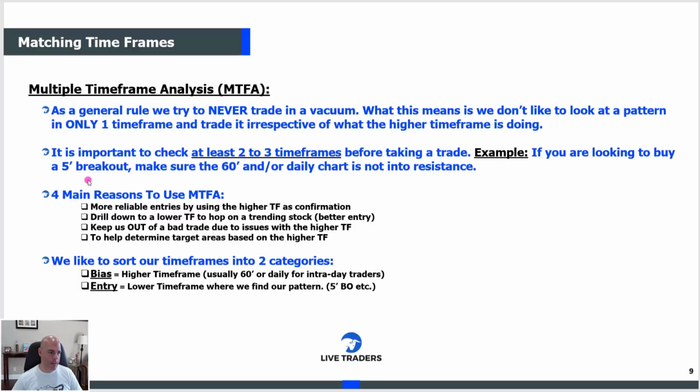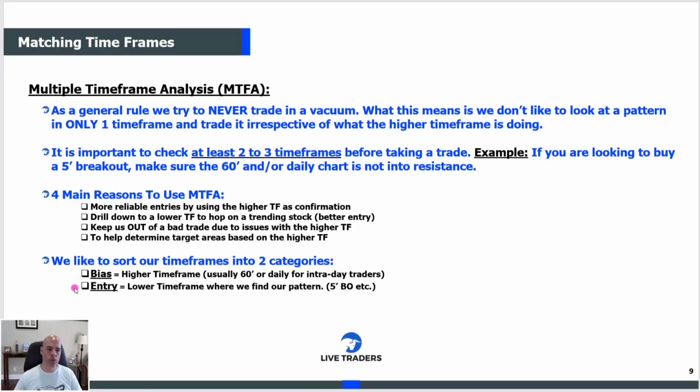Okay, so if you want to buy a 5-minute breakout, make sure you're looking at the 60-minute or the daily, and it's not into resistance. Okay, so why do we do this? And the next slide will help you understand this a little bit better. You're going to get more reliable entries by using the higher time frame as confirmation. What we talk about is a higher time frame bias with a lower time frame entry. They go hand in hand. Now, can you occasionally get away with vacuum trading? Yes, of course. Guys, bad trades work, good trades fail.